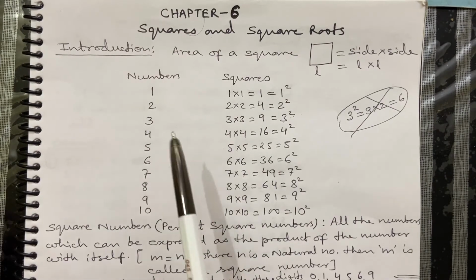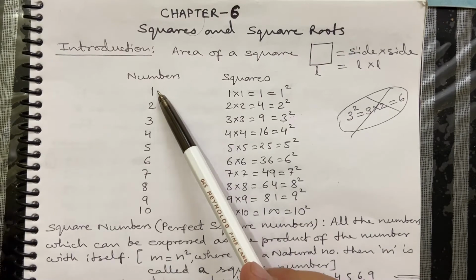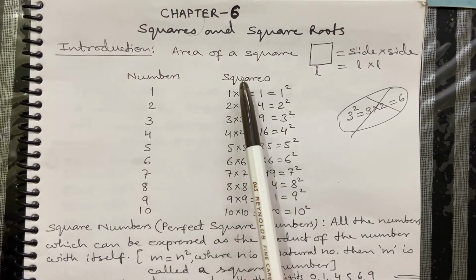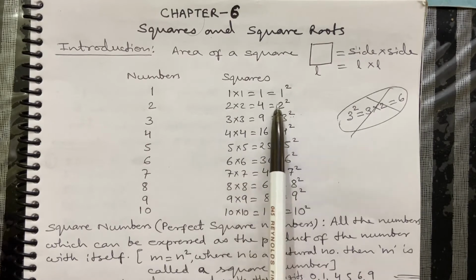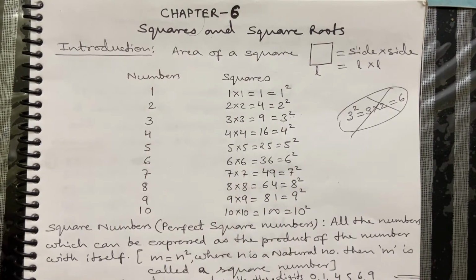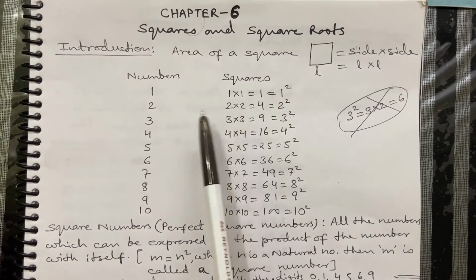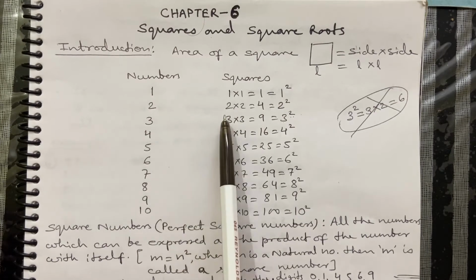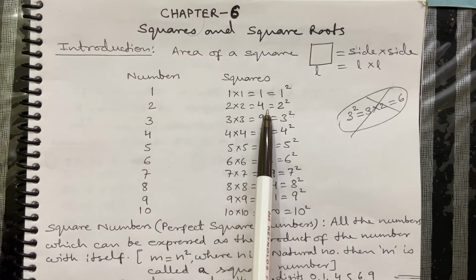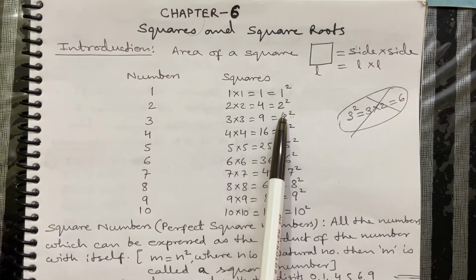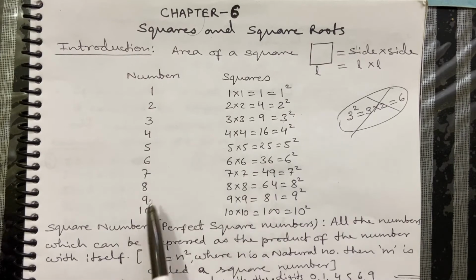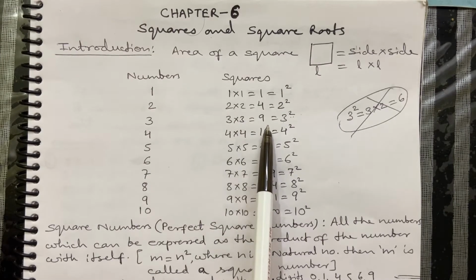So I have already written natural numbers from 1 to 10, and their squares are also written over here. First of all, you should know the meaning of square. Square of any number means that you have to multiply the number 2 times. Like square of 2 is 2 multiplied by 2, that is 4, or we may write this as 2 raised to the power 2. Square of 3 can be written as 3 raised to the power 2, that is 3 into 3 is equal to 9.